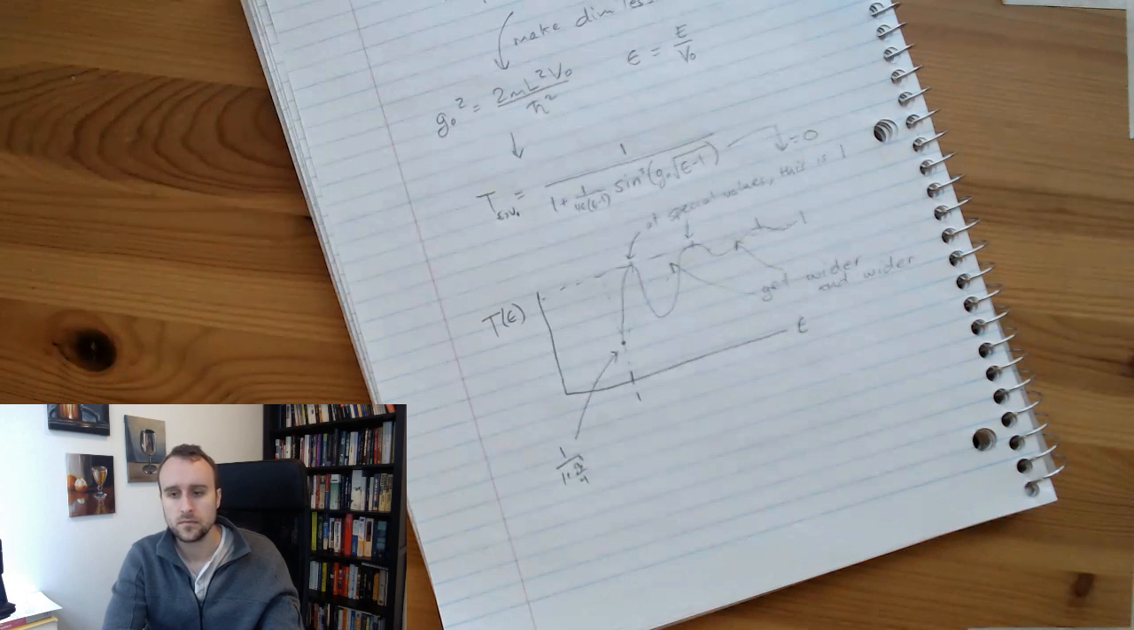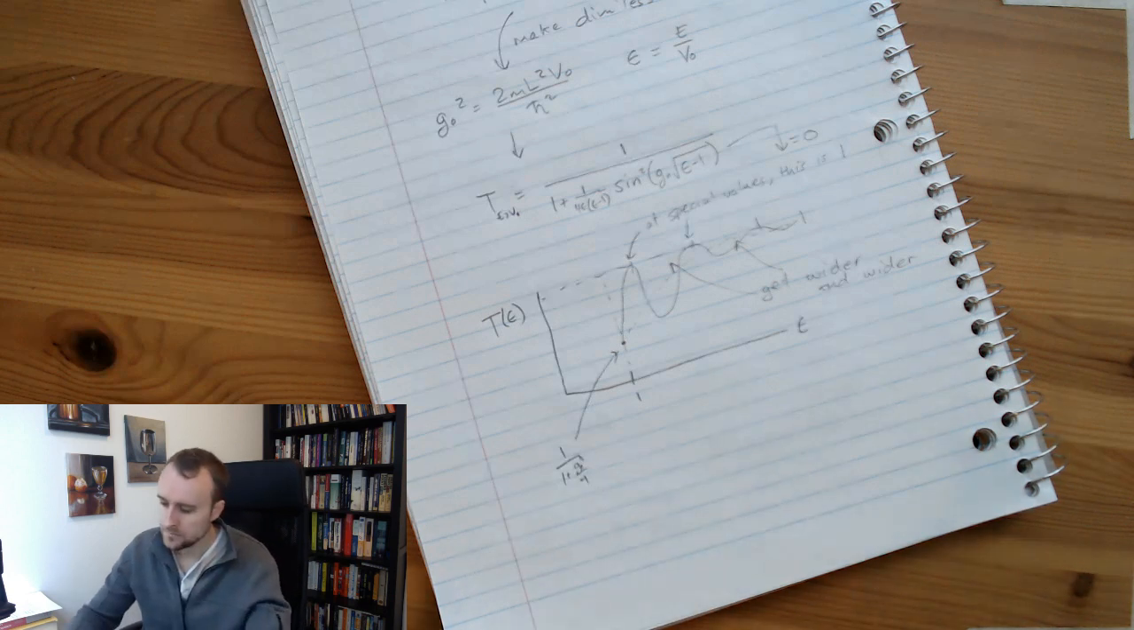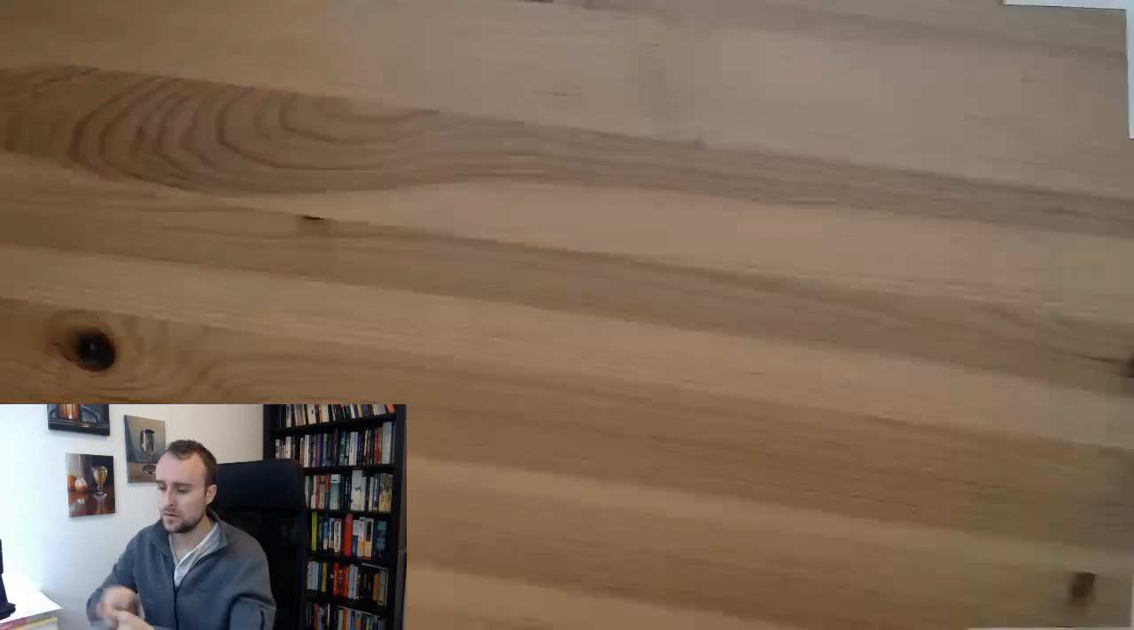Okay. So this leaves us with an obvious question. We've answered this in the case of energy greater than the potential. What about the case of the energy less than the potential? So we haven't filled out that part of the graph. Let's fill out that part of the graph. What happens if the energy is less than the potential?